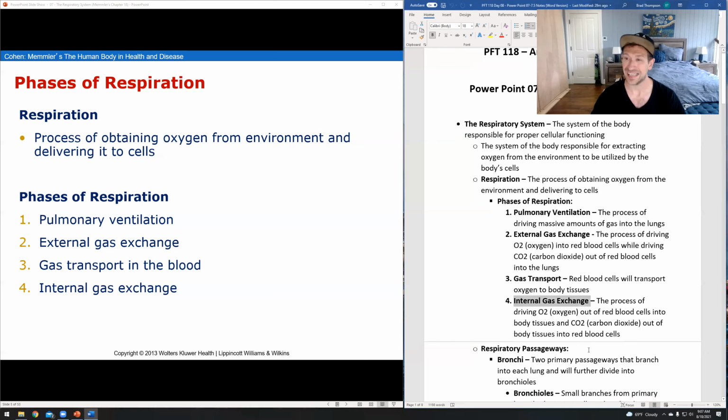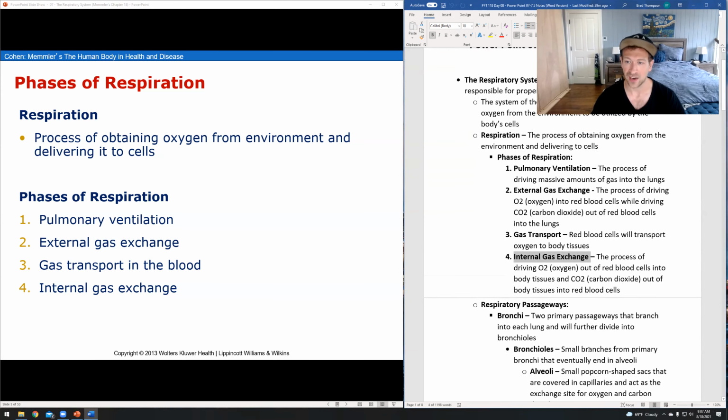And then there's internal gas exchange. Once that red blood cell gets to my calf muscles, now it's going to drop off the oxygen that it's been carrying into my cells. And so now, exactly the opposite of what happened earlier is going to happen here. Earlier, during external gas exchange, we dropped off CO2, we picked up oxygen. Internal gas exchange is the reverse of that. We're going to drop off oxygen and we're going to pick up CO2.